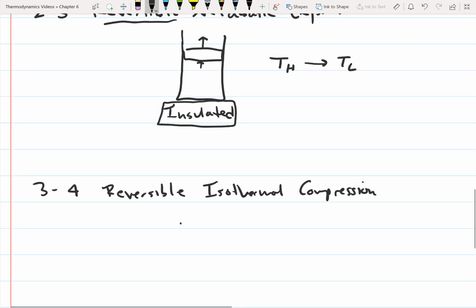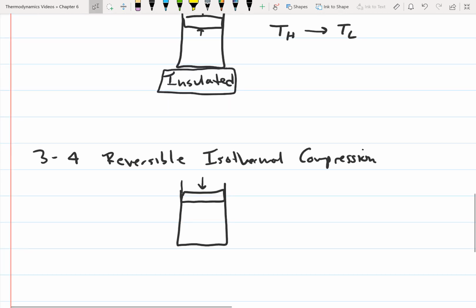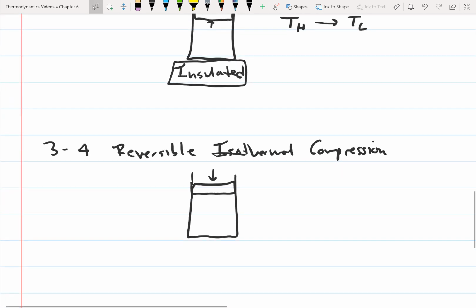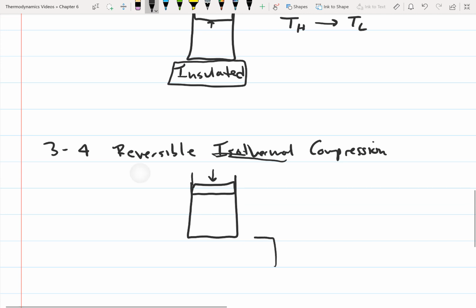What's going on with this? Let's draw our piston cylinder again. So we have our piston cylinder, and this time we're going to be compressing the gas. As we compress the gas, it's going to heat up, and so in order for it to remain isothermal, because remember it's going to be isothermal, heat has to be transferred from the gas. So this is going to be in contact with a heat source. This is going to be T low.